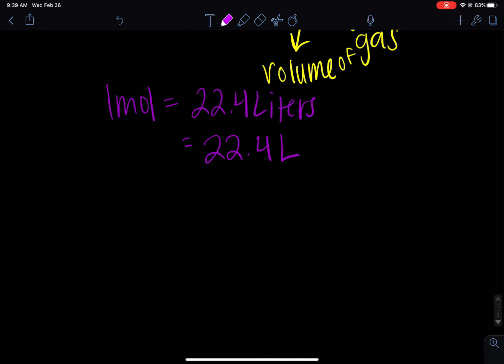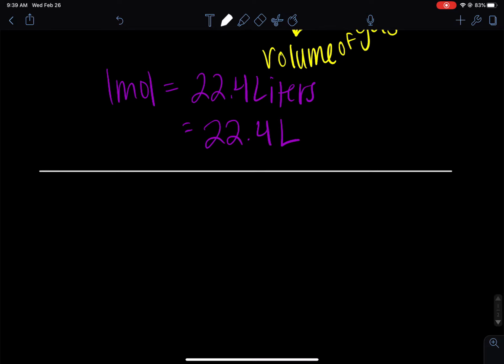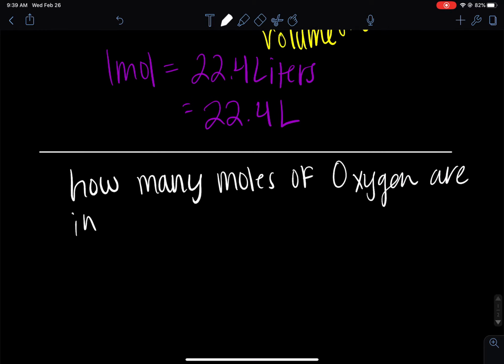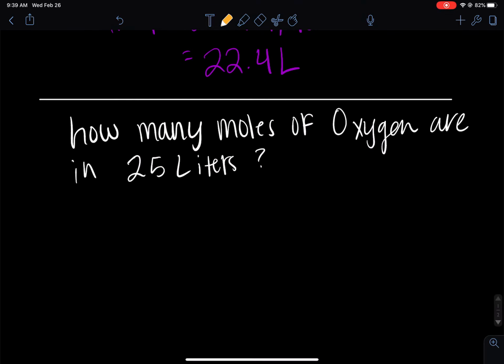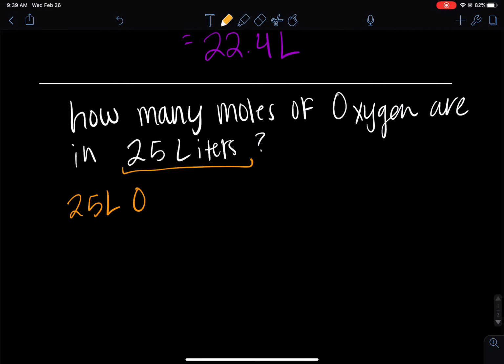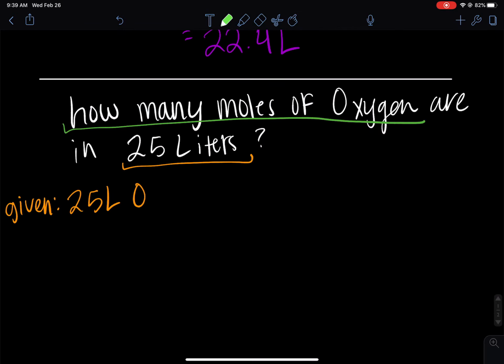Okay, so when we're working these problems, we can be asked how many moles of oxygen are in, let's say, 25 liters. Okay, so of course the first thing we do is have our given. So we started with 25 liters, that's our given of oxygen. We also find our goal. So our goal is the question, how many moles of oxygen?